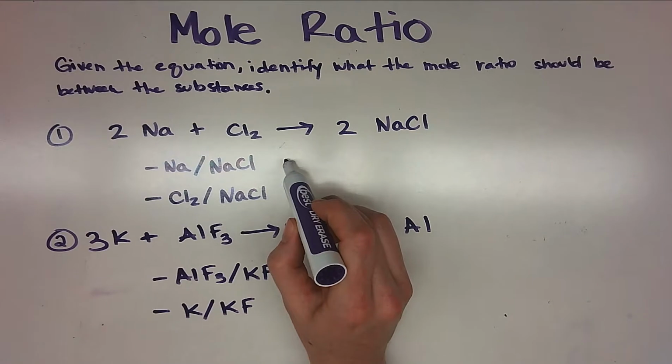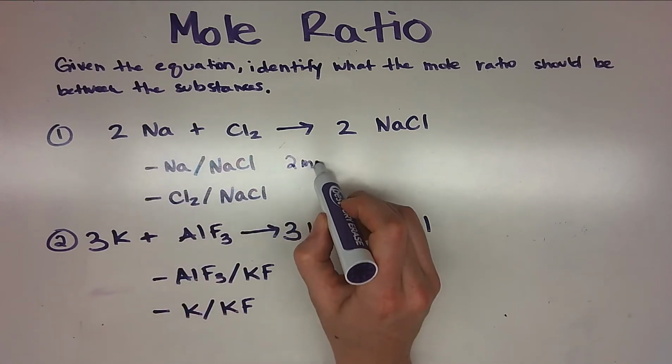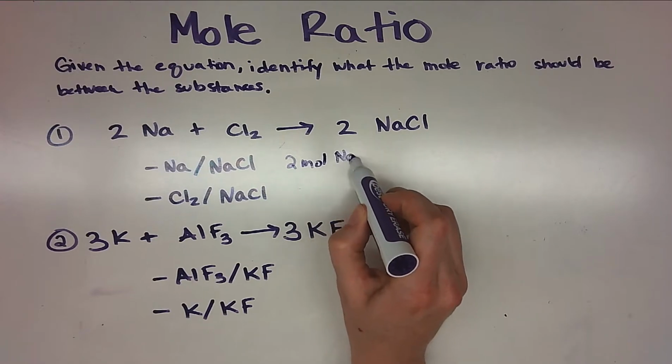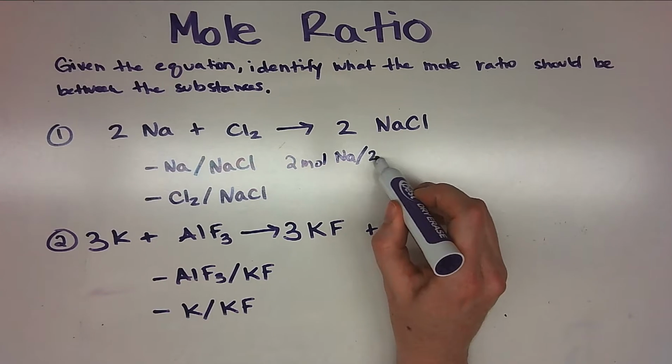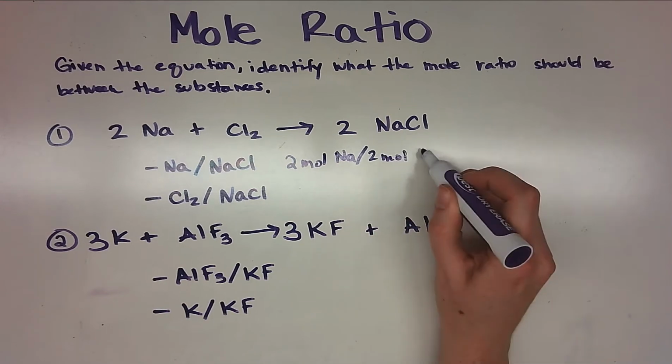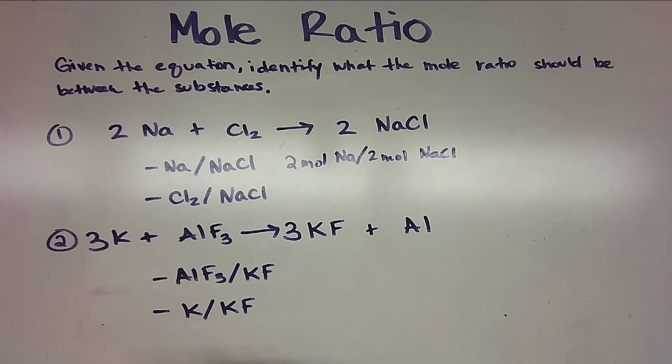I'm asked for sodium first, so I'm going to write that there are 2 mole of sodium for every 2 mole of sodium chloride. So I'm just looking at those coefficients out front, right?